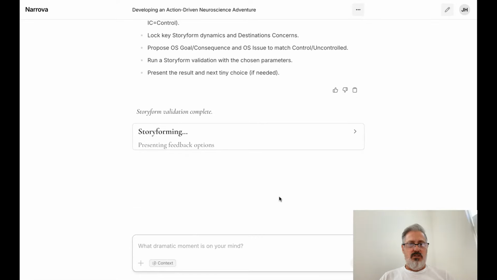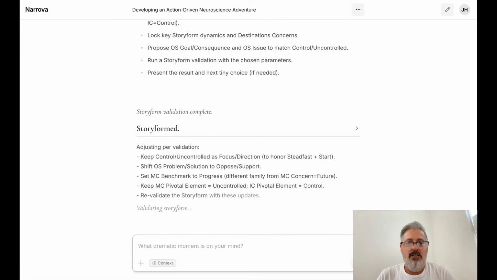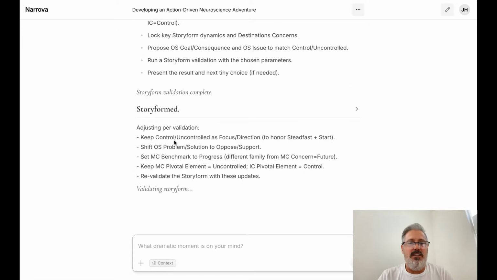Presenting feedback options. Oh, choosing options for control and controlled. Oh, this might be about the different animals. It'd be very interesting to see what it came up with. Selecting animals and benchmarks. Okay. All right. Okay, perfect. So these were things that I skipped over.